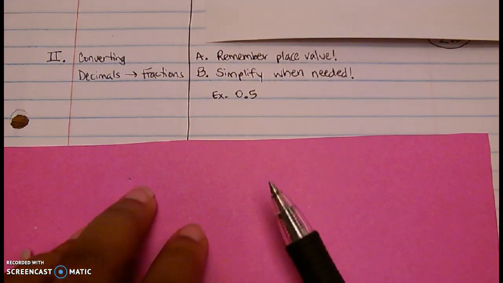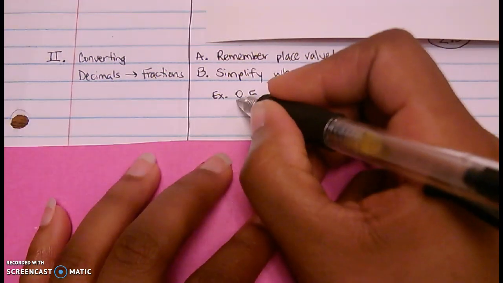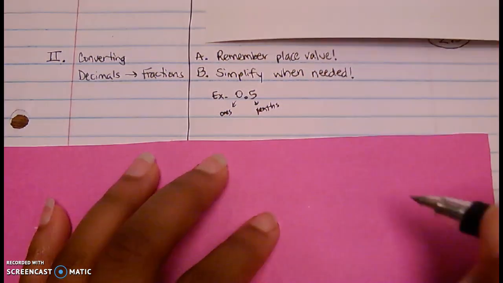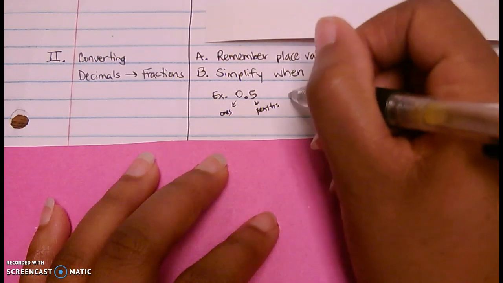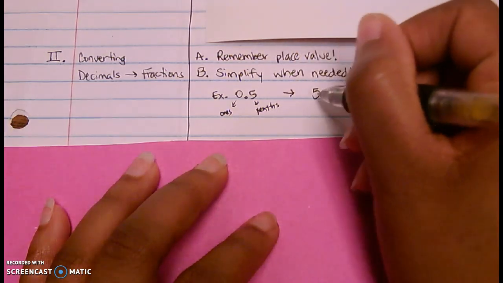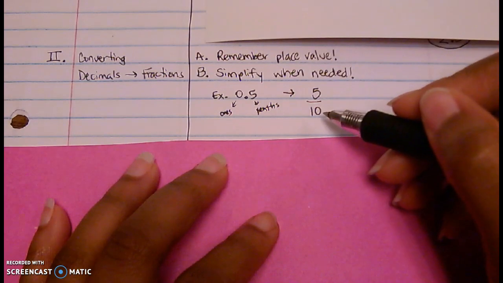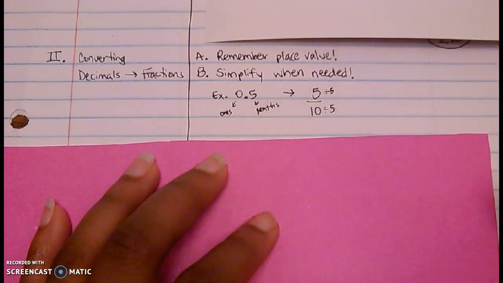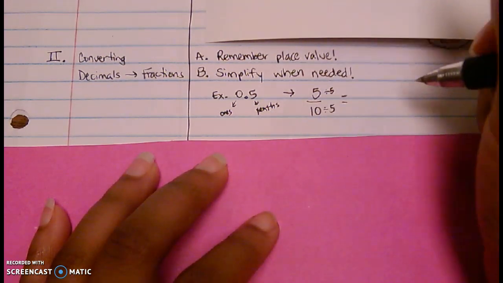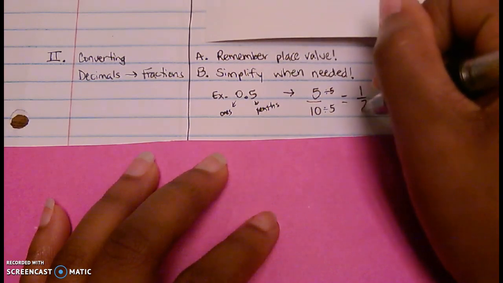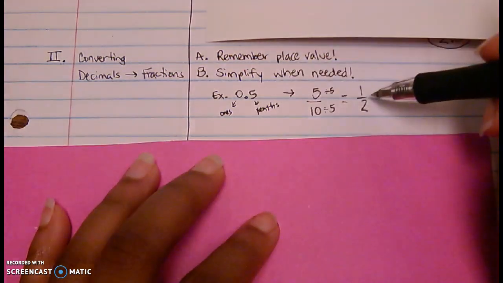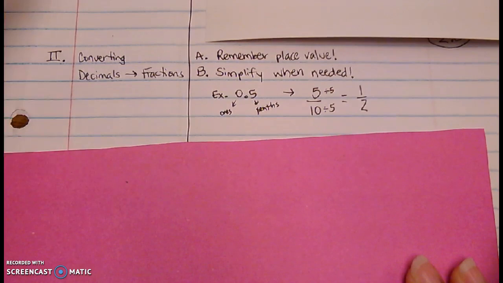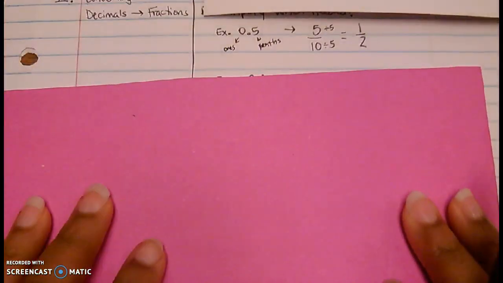Example 1. Okay, we have 0.5. So I know that there's nothing in the ones place, but there is something in the tenths place. Okay, there's a 5 in the tenths place. So 0.5 is the same thing as saying 5 over 10, 5 tenths. Now this can be simplified because the top and the bottom are both divisible by the number 5. So if I divide the top and the bottom by 5, I end up with 1/2. So 0.5 is the same thing as the fraction 1/2. Excuse me, a half. All right, moving right along to our next example.